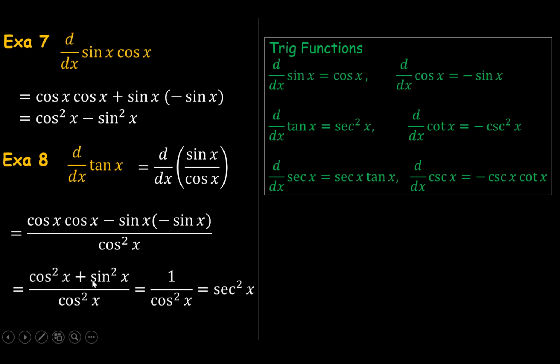So you have cosine square plus sine square. And then there's a well-known trig identity that says cosine square plus sine square is equal to 1. So we have 1 over cosine square. Now 1 over cosine is a secant. Therefore, this is also equal to secant square. So that's exactly what the formula says. Let's move to another example.